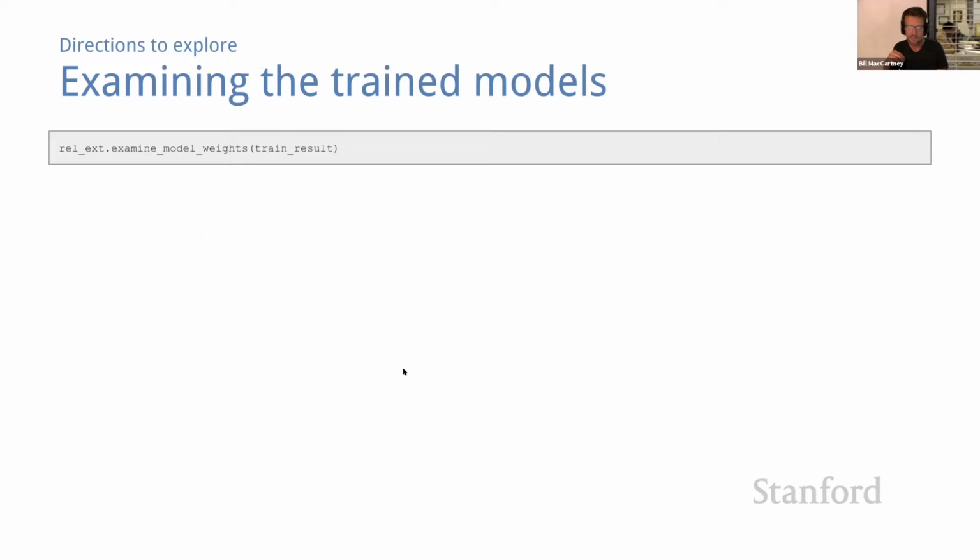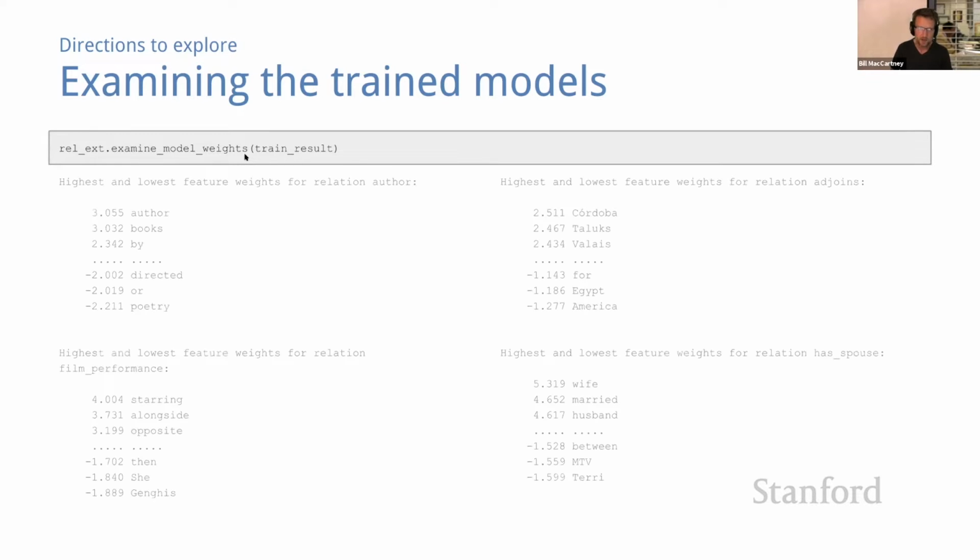One important way to gain understanding of our trained models is to inspect the model weights. Which features are strong positive indicators for each relation, and what features are strong negative indicators? The RelX module contains a function called examine model weights that makes it easy to inspect. So here I show results for just 4 of our 16 relations. And in general, I think the features with large positive weight are pretty intuitive.